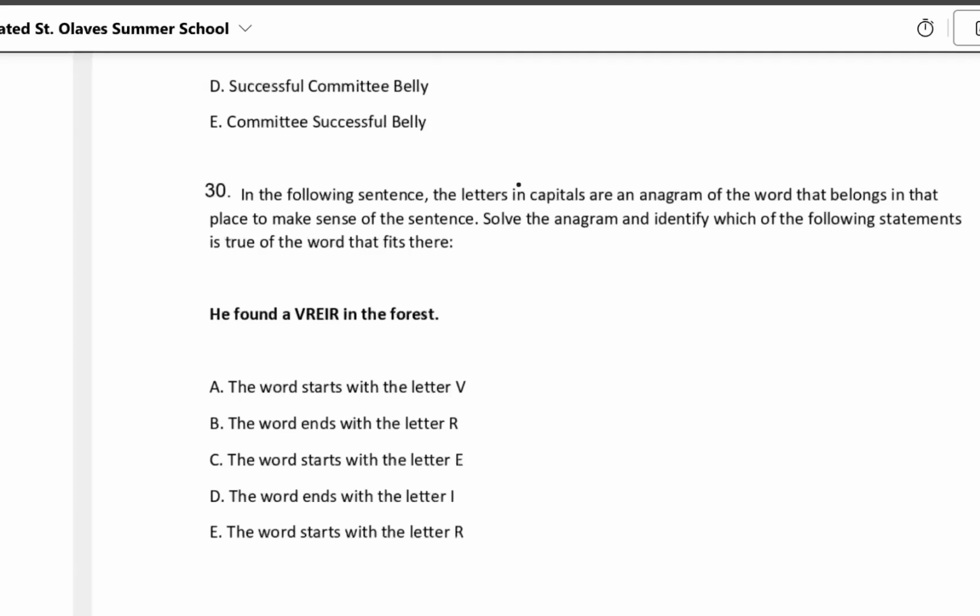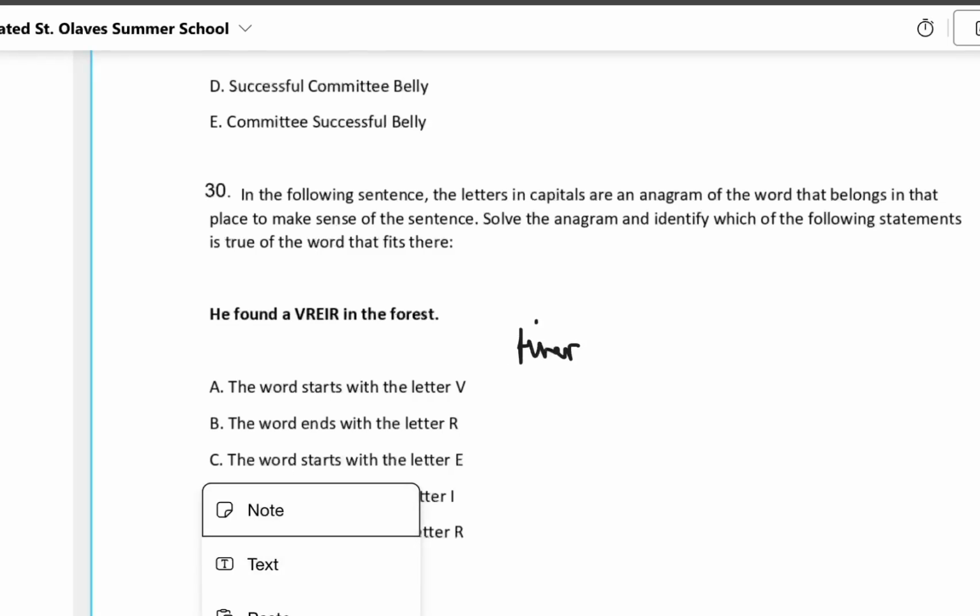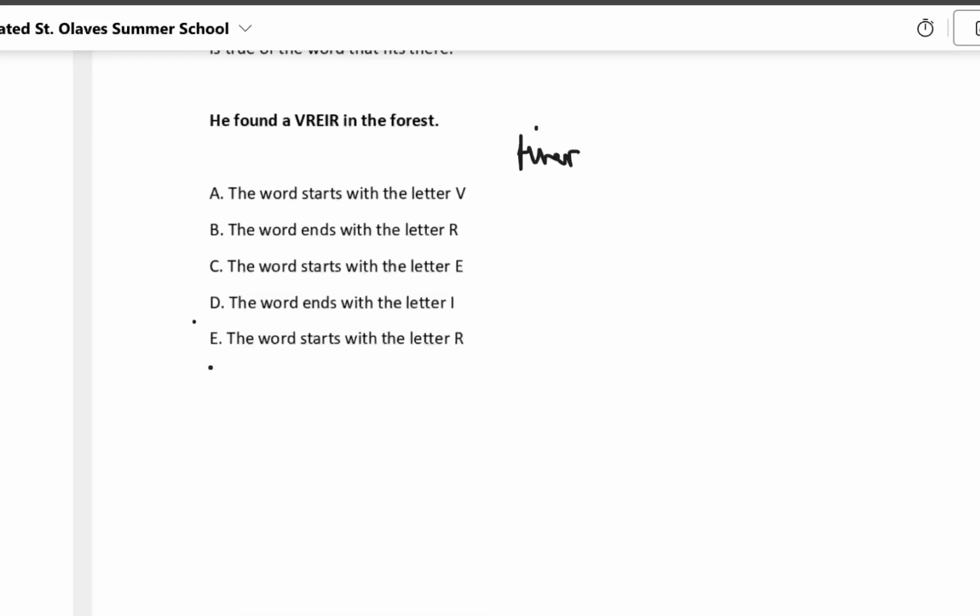We need to find the last anagram in this sentence. He found A. This has to be river. That's what it seems like the most. And river starts with the letter R. So option E.